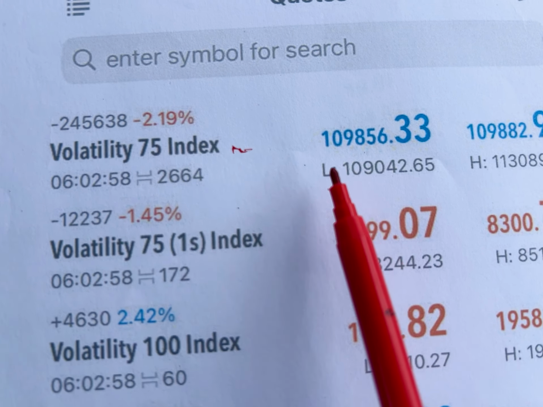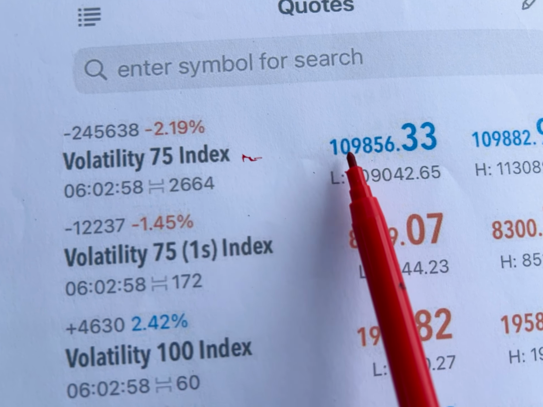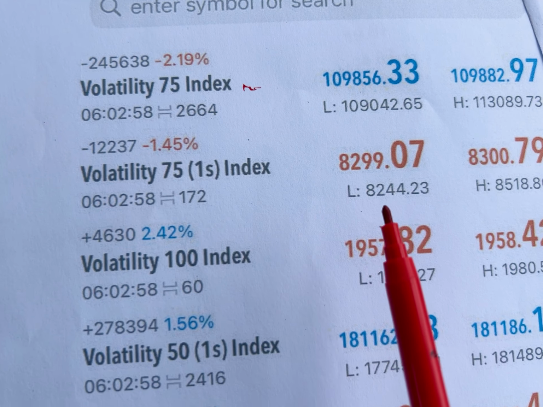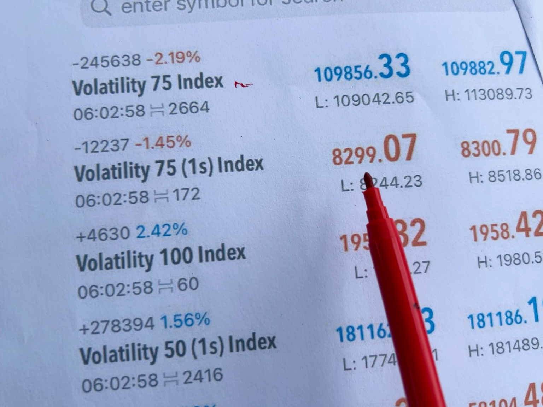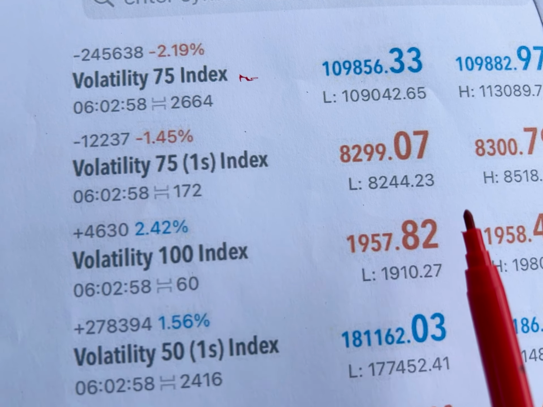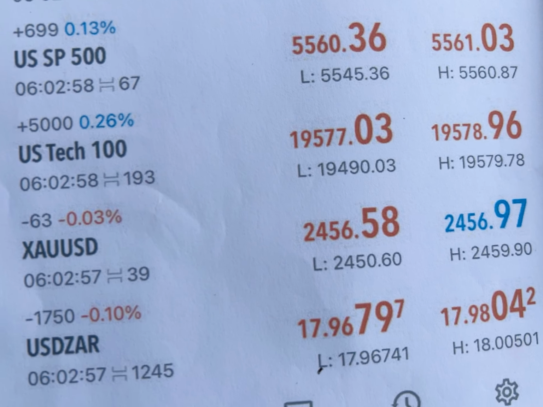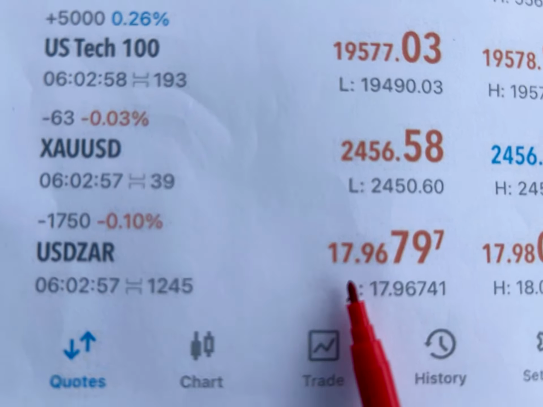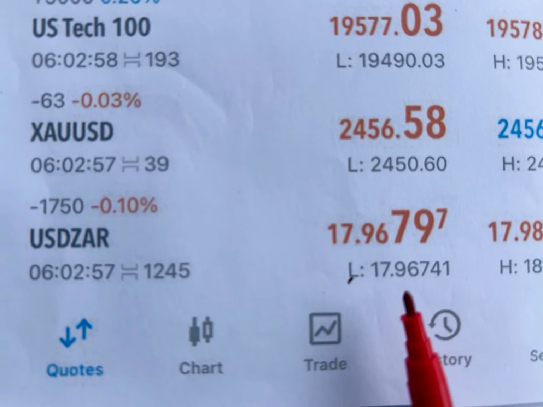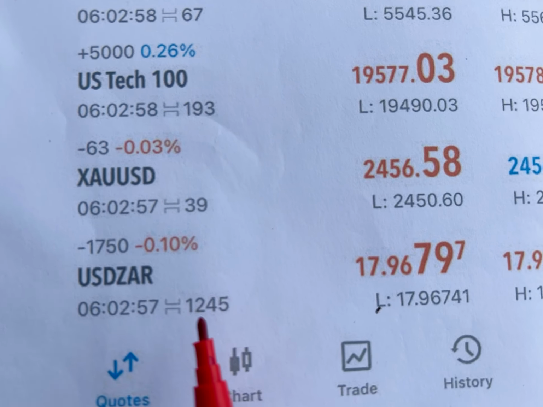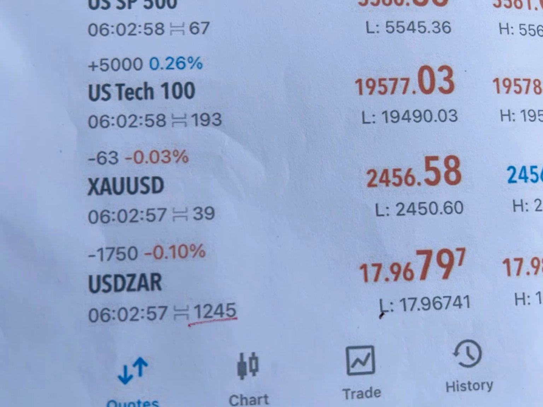When we look at here, this is 100K, and this is actually 8,299. When we compare it to ZAR, I don't want to trade ZAR. Reason why is it's actually less expensive, doesn't perform better, and has a higher spread.